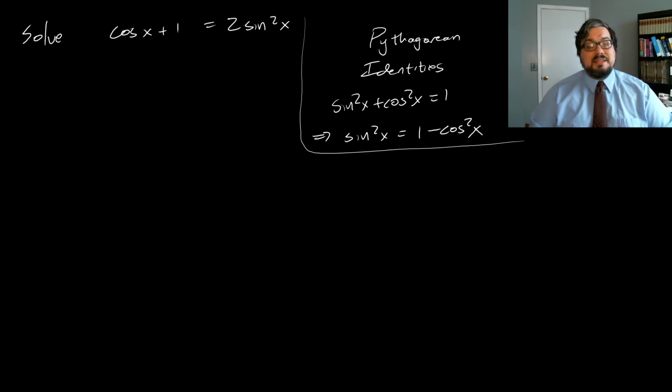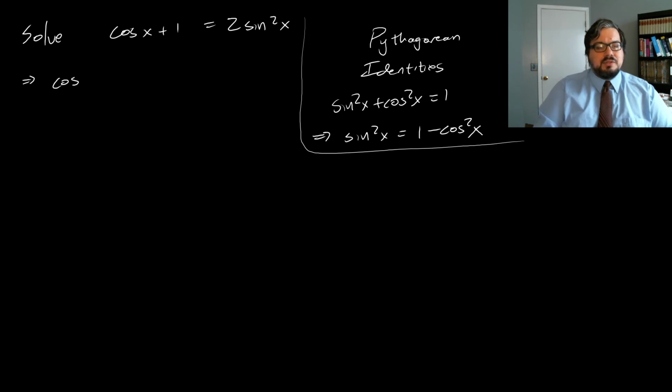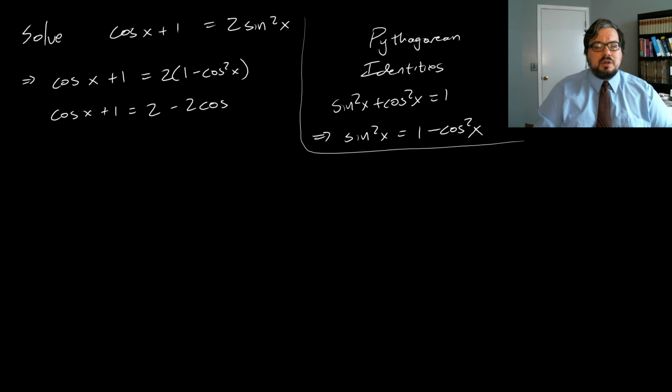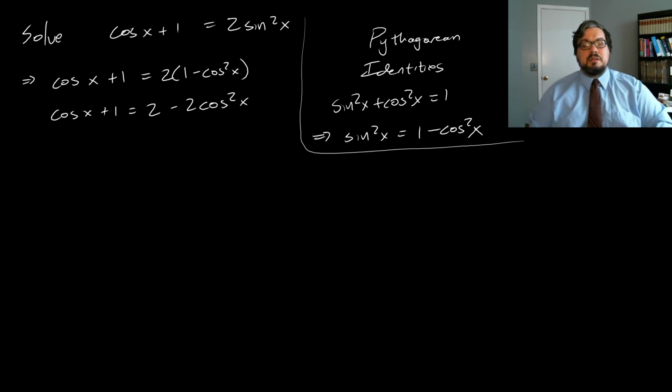That's going to be helpful in this case because it will allow us to transform our equation to one that involves only cosines. So this will give us cosine x plus 1 is equal to 2 times 1 minus cosine squared x. So that means cosine x plus 1 is equal to 2 minus 2 cosine squared x. So now we've got our expression in terms of just cosines.